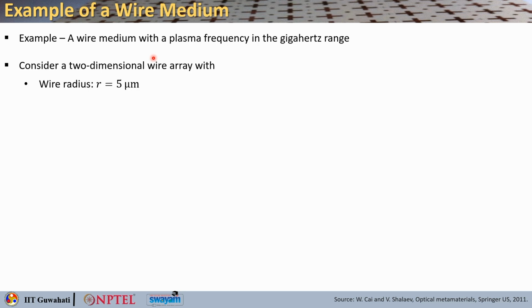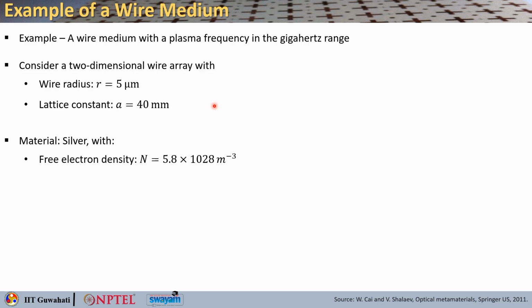Let us take an example here. Consider a two dimensional wire array which has a wire radius of, say, 5 micron and a lattice constant of 40 millimeter. So, you are considering R much smaller than A. Consider the wire to be made of silver, which has a free electron density N equal to 5.8 into 10 to the power 28 per meter cube. Read it like that, just correct it.